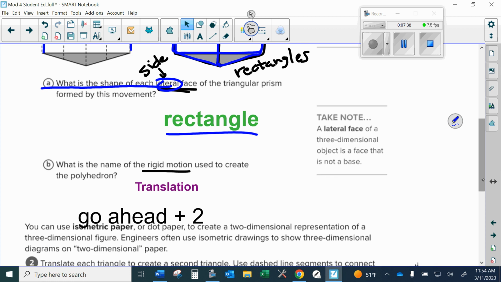What's the name of the rigid motion used to create the polyhedron? That three-dimensional shape just got translated up, right? It went vertically straight up. That's your translation. Okay, go ahead 2 pages.